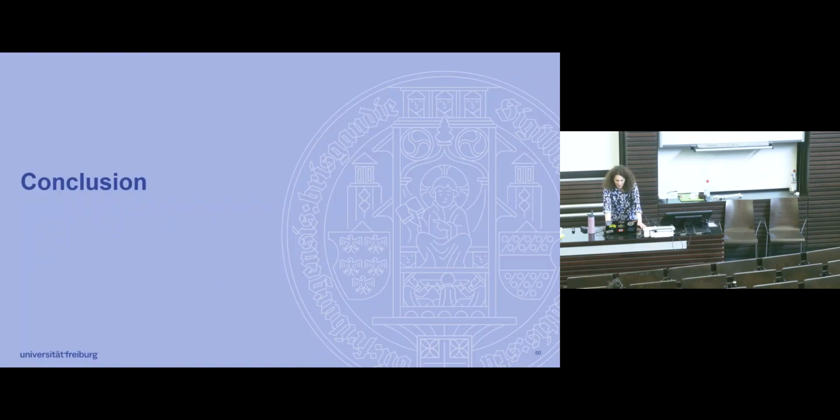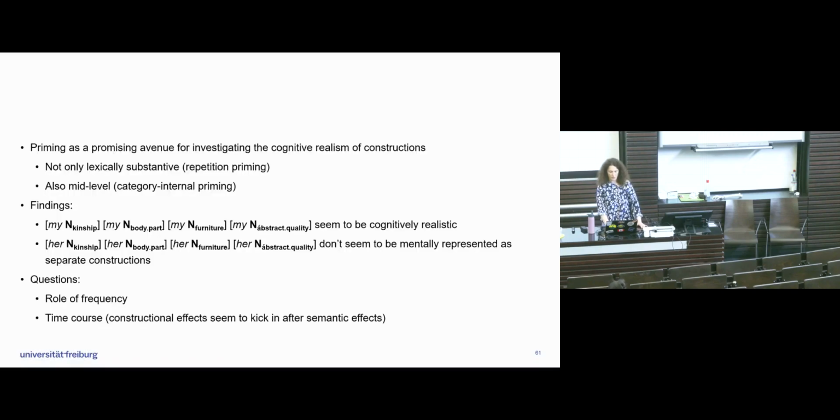Okay, let's come to my conclusion, or to our conclusion. So I think that priming is definitely a very promising avenue for investigating the cognitive realism of constructions. I'd say that it's relatively well established for lexically substantive constructions because we can use repetition priming to see to what extent the individual parts are separately accessed. But I think we can be relatively optimistic, or there's some chance, that mid-level constructions can also be investigated using priming with the paradigm that Lotte and I developed.